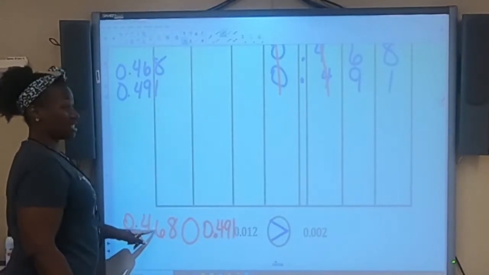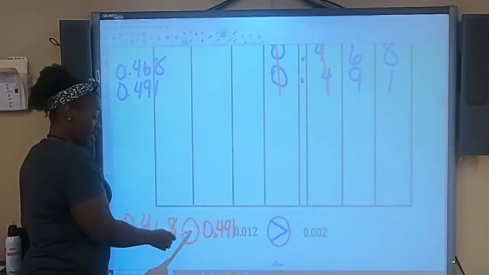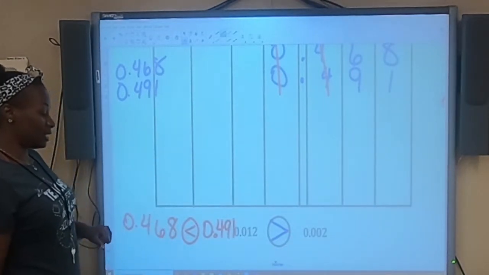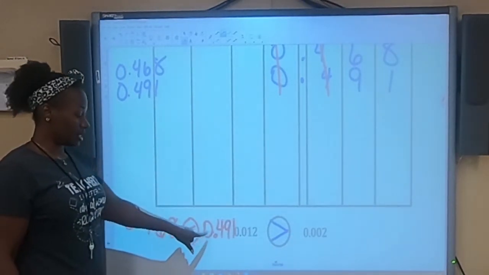In the real world, 6 is less than 9. So I need the less than symbol. Remember, my smaller side is first when I need less than, because 6 is less than 9.